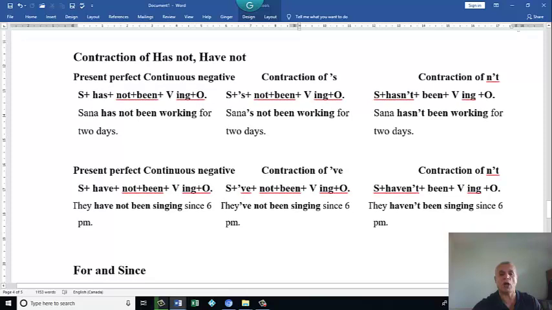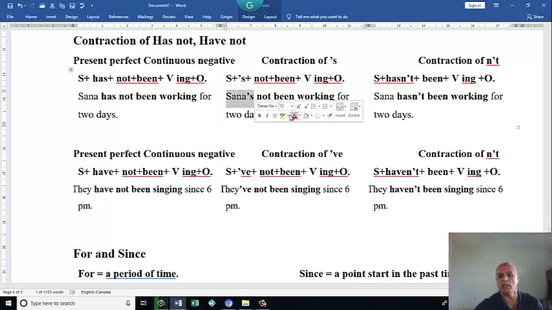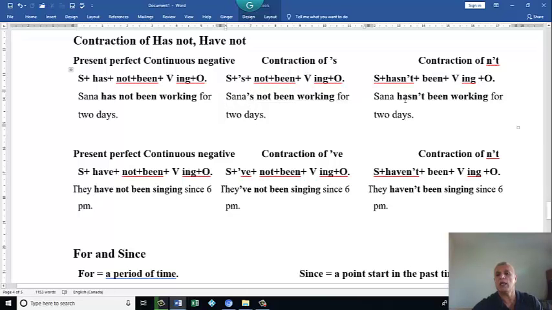When we have has not or have not, we have two options. If we look at these sentences, we have Sana has not been working for 2 days. Then we make a contraction with has. You say Sana's not been working for 2 days. Or you could say Sana hasn't been working for 2 days.